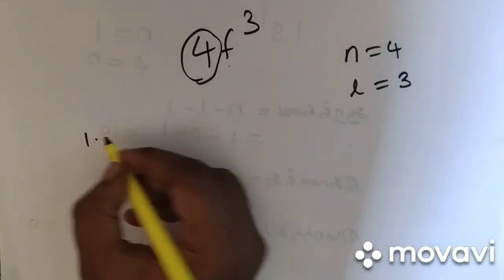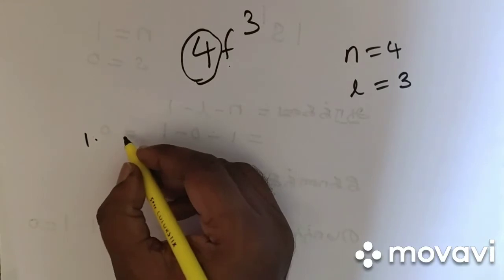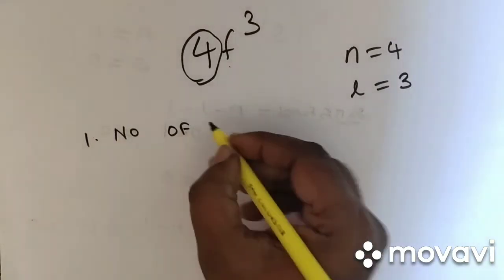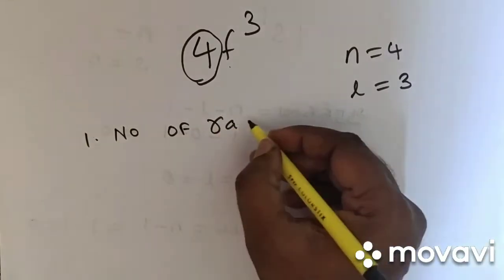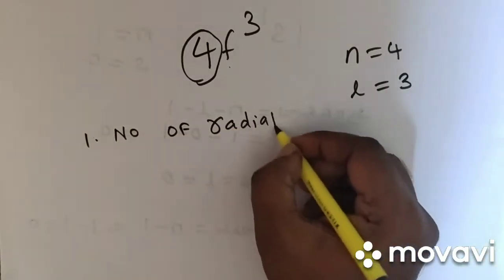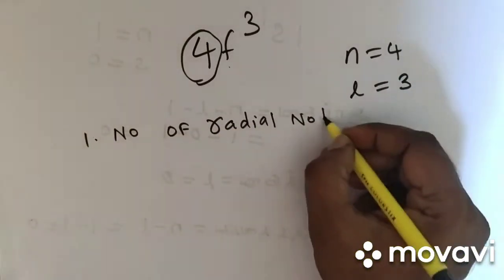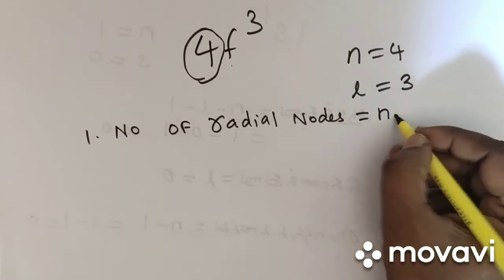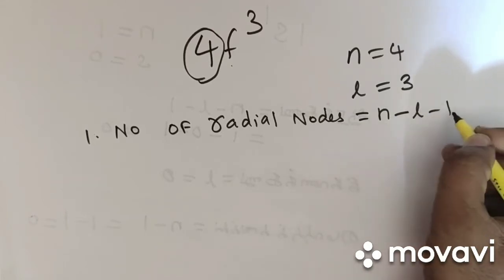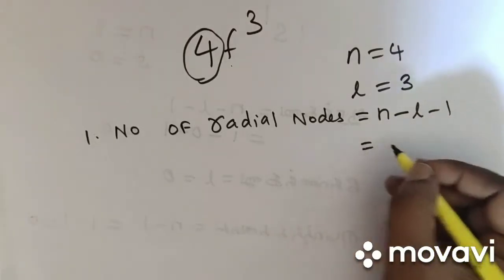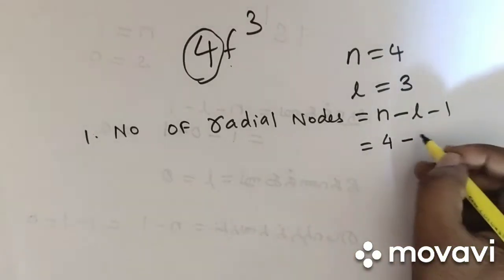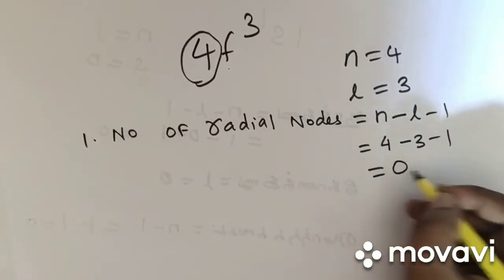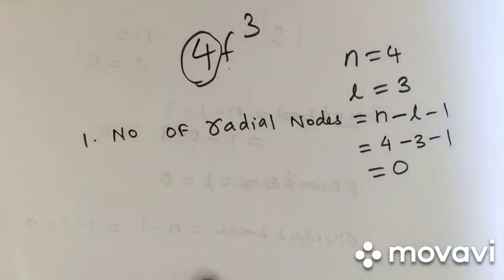First we find the number of radial nodes. What is the formula? n minus l minus 1. The n value is 4, the l value is 3, minus 1. What's the answer? 0. The number of radial nodes is 0.